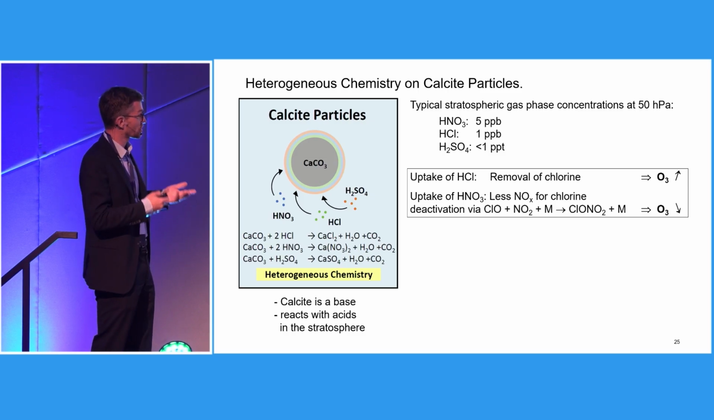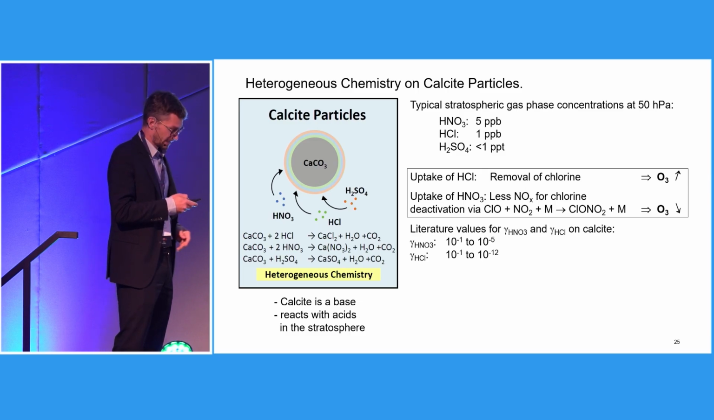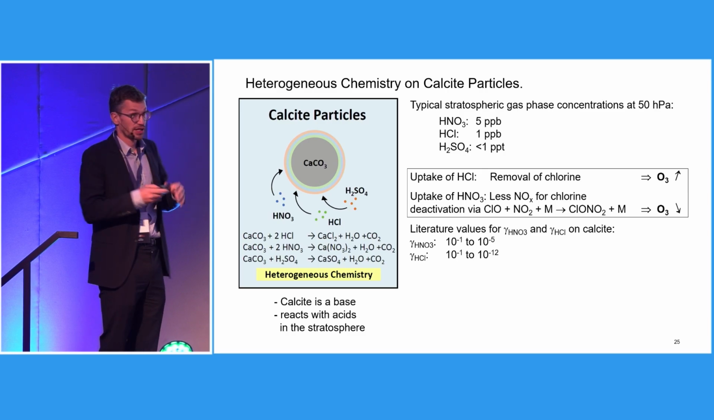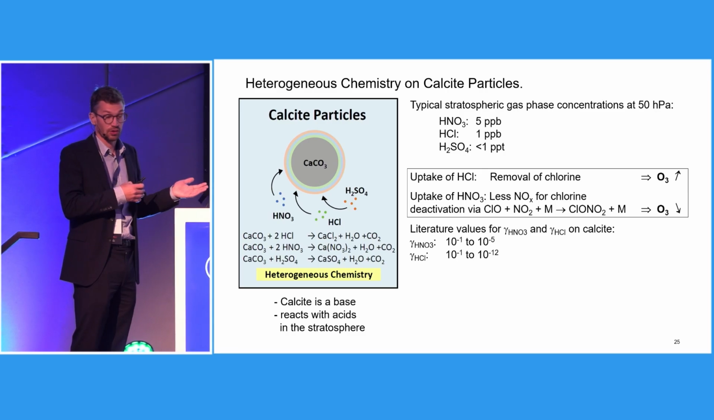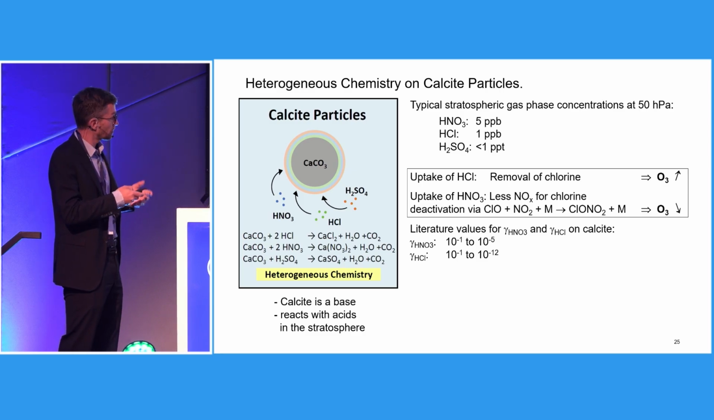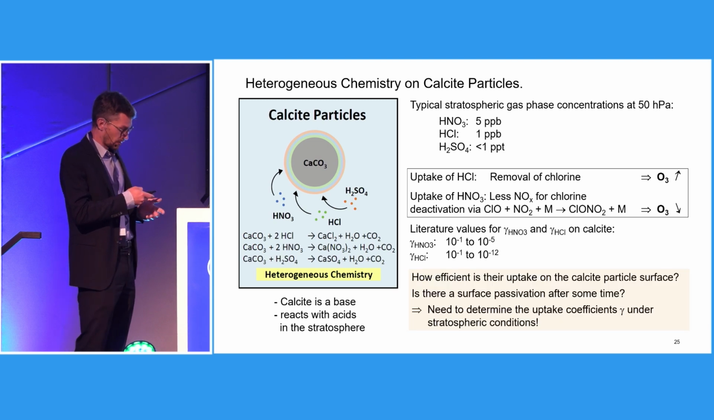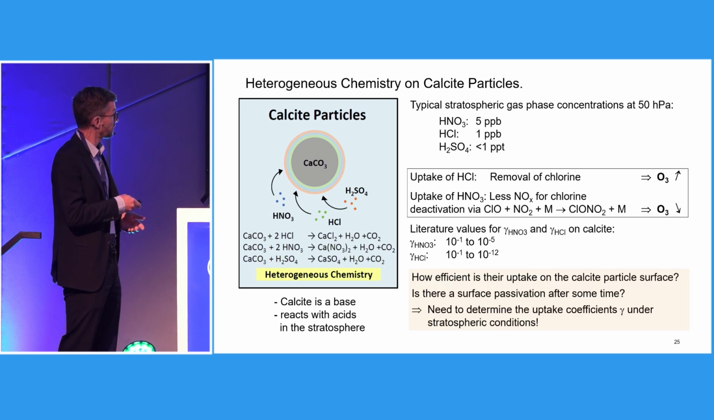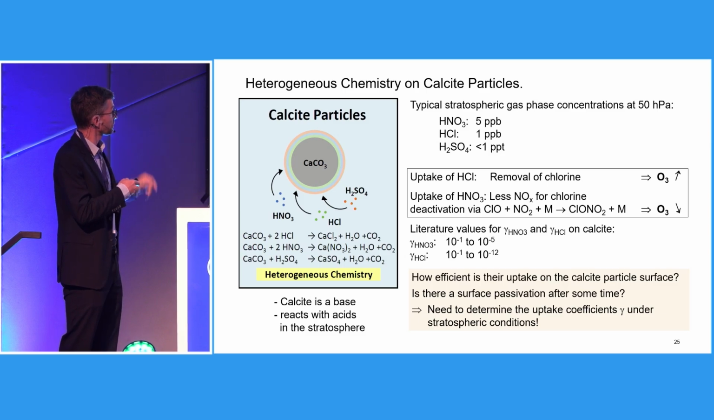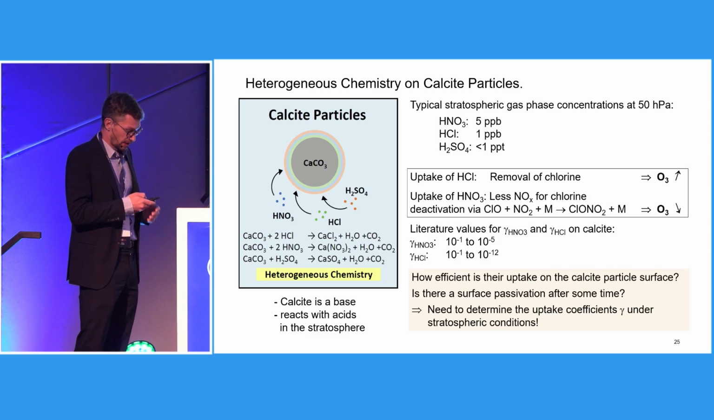So the question is now, which process dominates? And we have looked at literature values, and they're all across the scales. So they range over many orders of magnitude, and they're measured at different conditions: room temperature, colder temperatures, relative humidity, etc. So very difficult to make sense of it. So we need measurements at real stratospheric conditions. We need to quantify the uptake coefficient. So the uptake coefficient is the fraction of molecules which result in uptake or reaction upon collision. And so we need to quantify this under stratospheric conditions.